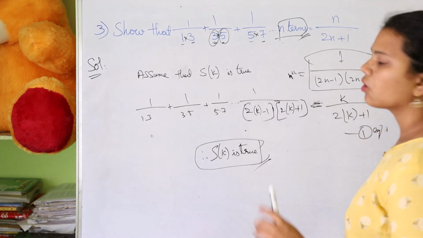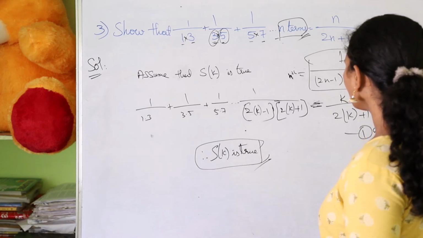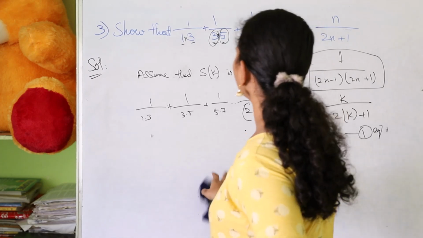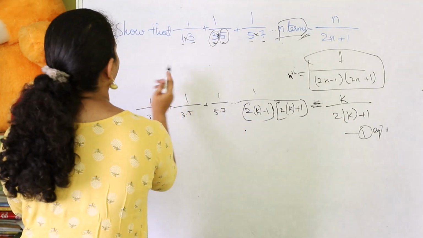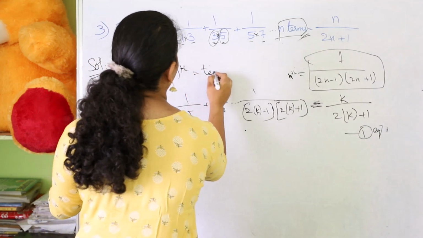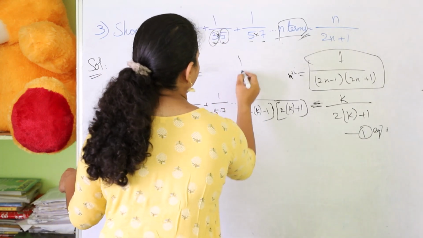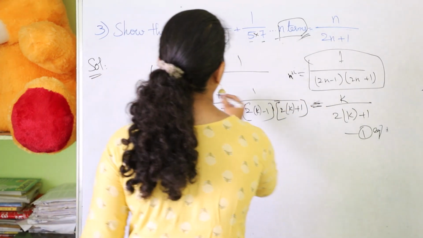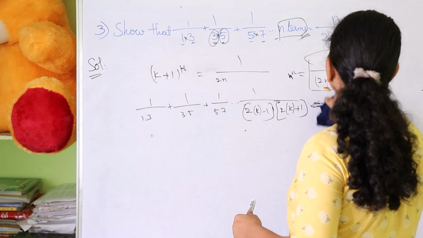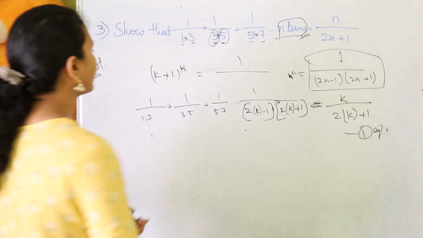Now after this you go for k plus 1. Coming back to the k plus 1 term, if you go with this, you will be getting 1 by 2n minus 1 into 2n plus 1. Now coming back to the k plus 1 term.